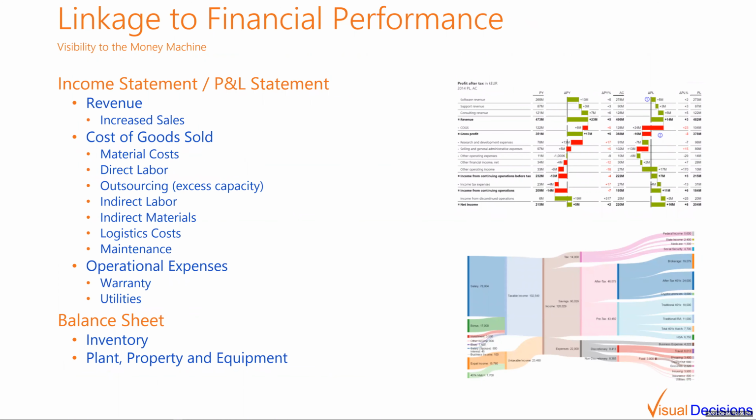From links to financial performance, if you have better OEE, you can get increased revenue because if you can make more, perhaps you can sell more. It can reduce your cost of goods sold, certainly from a material cost. If you're scrapping less, you'll have reduced labor or reduced material cost. You can reduce your direct labor that's required. Outsourcing, if you're outsourcing due to capacity issues, indirect labor, indirect materials, logistics, maintenance, all of these things are impacted directly or indirectly through OEE.